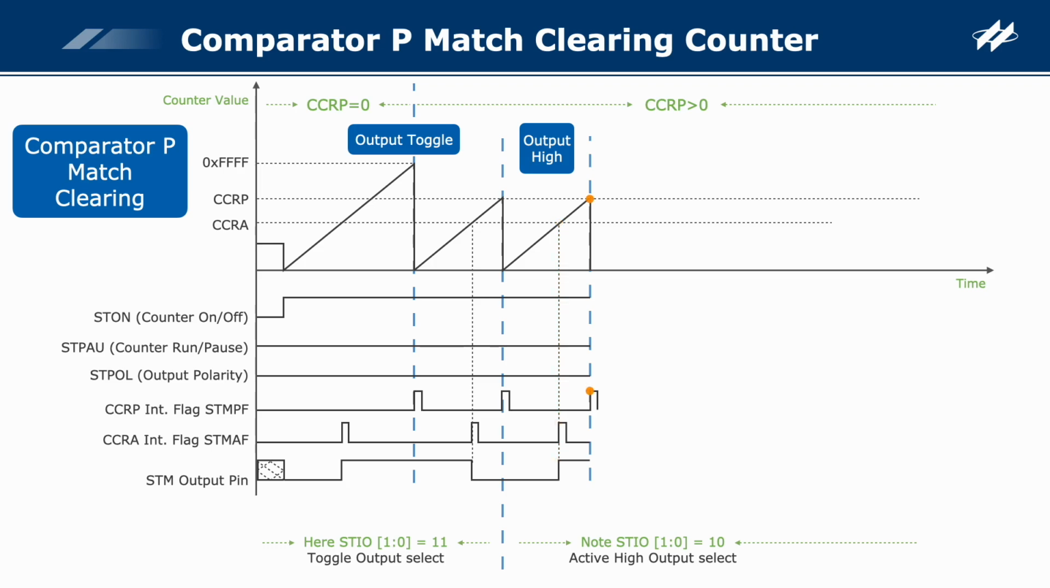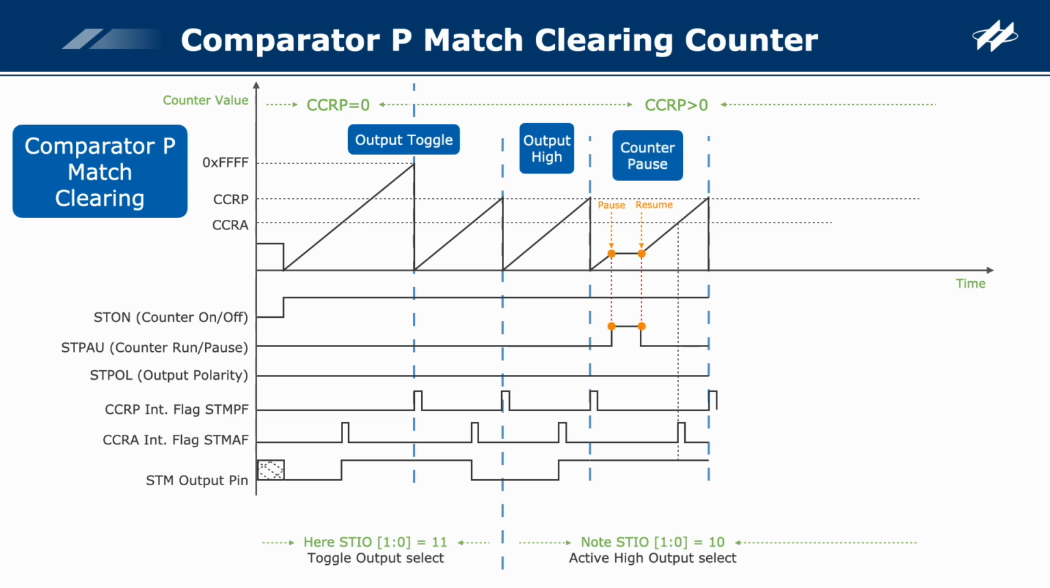The counting continues until a comparator P match occurs. The STMPF interrupt request flag will be changed to 1, and the counter will be cleared and restart counting. When the STPAU changes from 0 to 1, the counter will be paused and retain its residual value. After running, the counter will resume counting from this value.